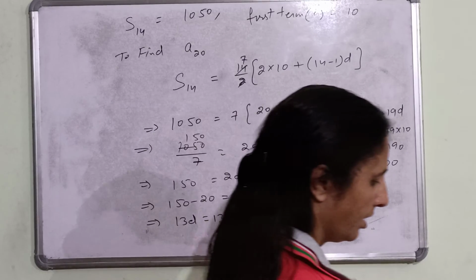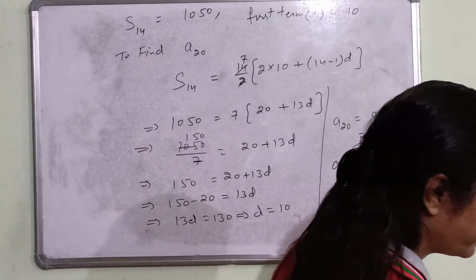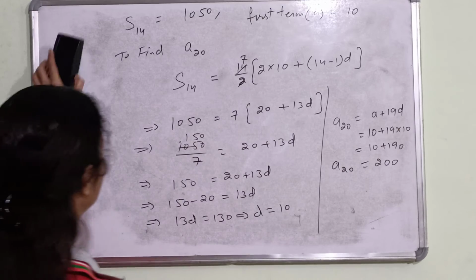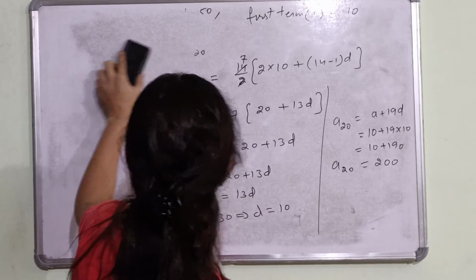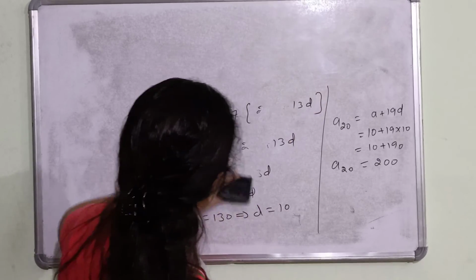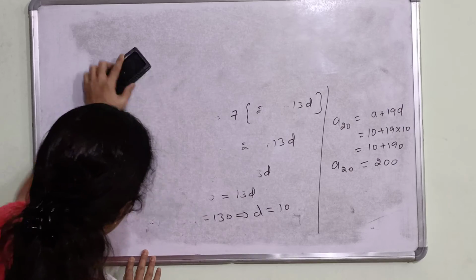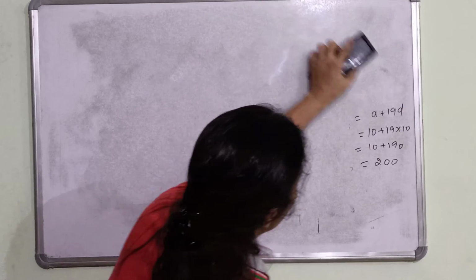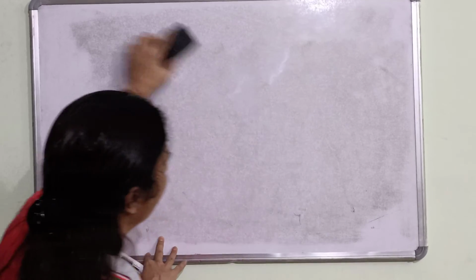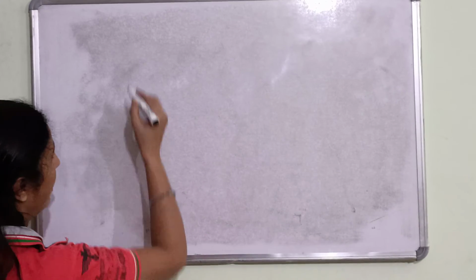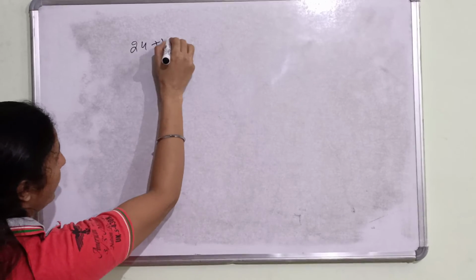Right? So let's come to the next question. We will do one or two more questions, and in this way your chapter will be completely finished. So in the next question, we have to find n. What we have been given is the sum of the series, 24 plus 12.